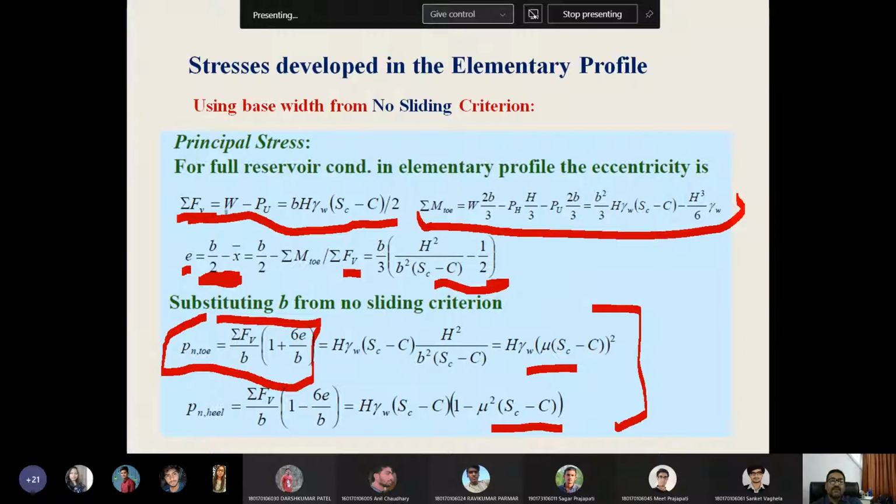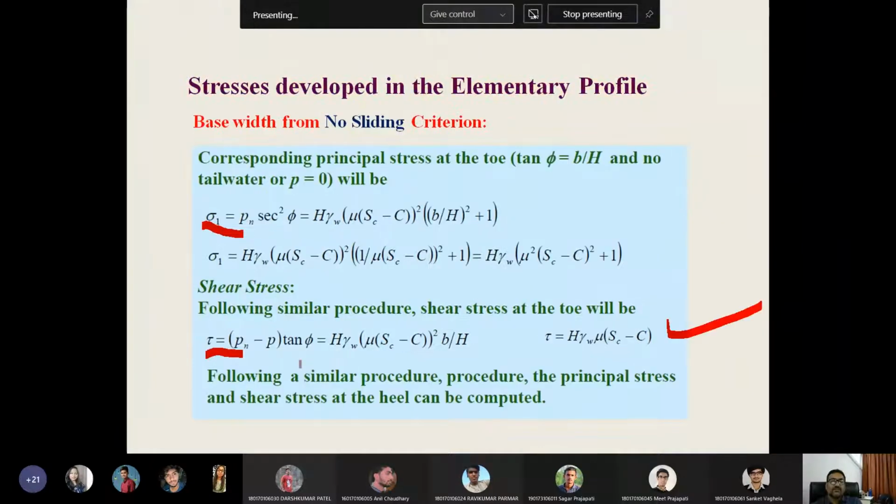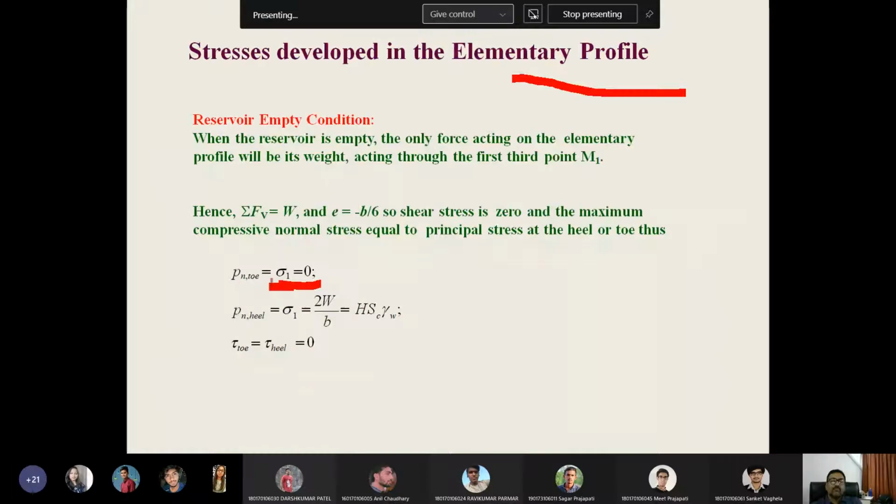यहाँ पे एक ही फोर्स एक्ट कर रहा है, दूसरा कोई फोर्स एक्ट नहीं कर रहा। तो जो नॉर्मल स्ट्रेसेस हैं, और टो पे जो प्रिंसिपल स्ट्रेसेस हैं, दे आर 0. At heel, what is there? Twice the W divided by B.